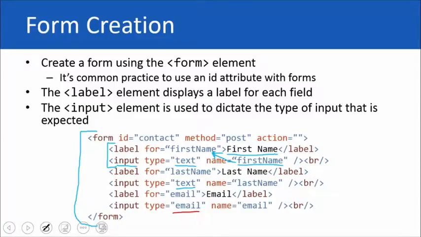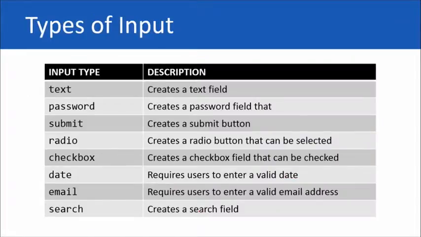It's going to say email, for a particular reason which we'll get at in just a second. So there are a lot of different types of input. We just saw email and text, but you could also make the value of type password, for passwords. Set it as submit to create a submit button.